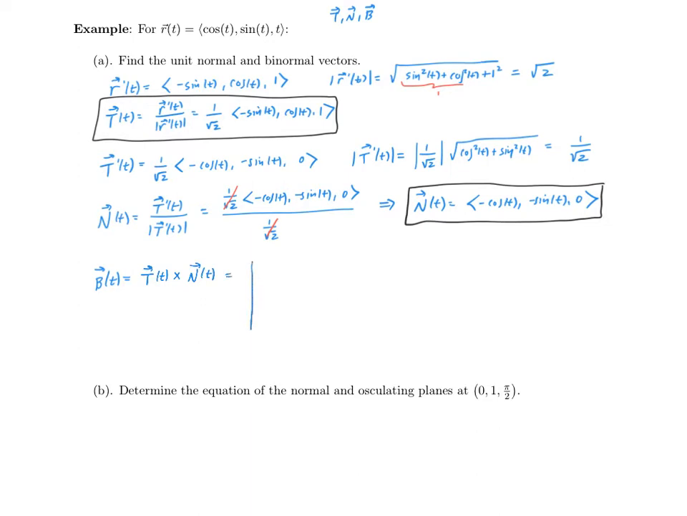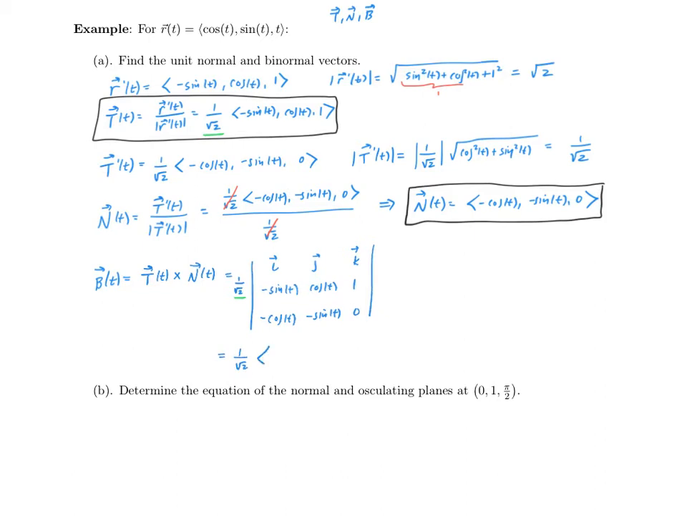So we have this 3 by 3 determinant. So i, j, k across the top row. In the middle row, we have the vector T. And I'm just going to note that if you have a constant, you can go ahead and pull that constant in front of the determinant. So we could write 1 over root 2, that constant, and then minus sine, cosine, 1. And then we finish up with the normal vector, minus cosine, minus sine, 0. So we have the 1 over root 2 hanging around out front.